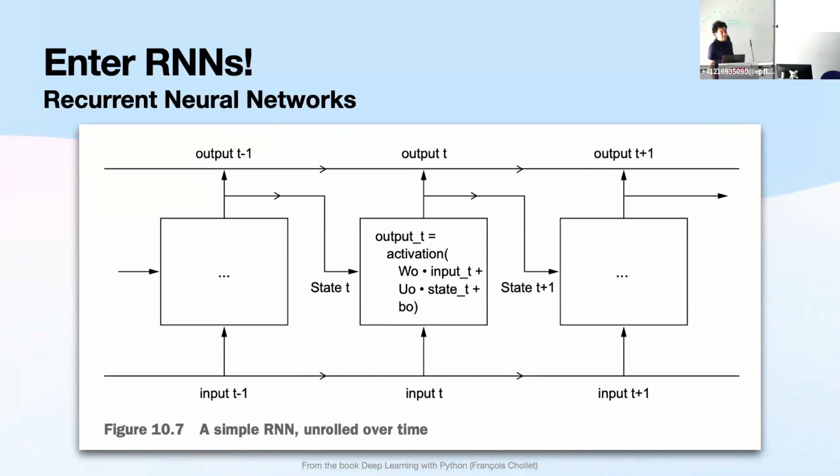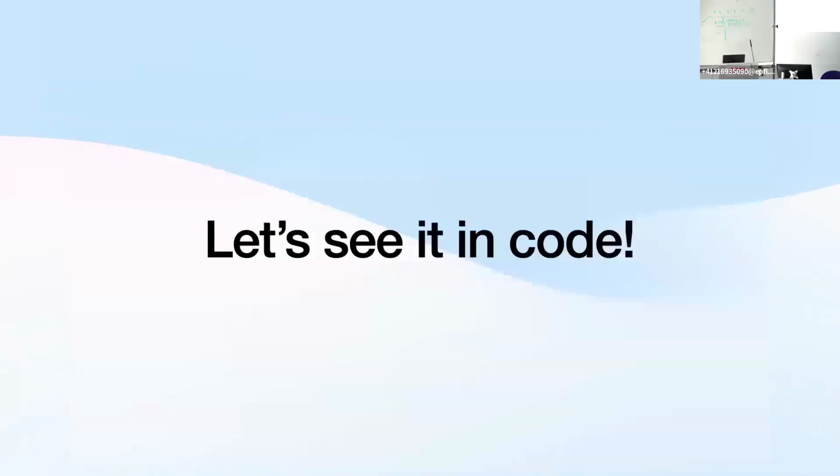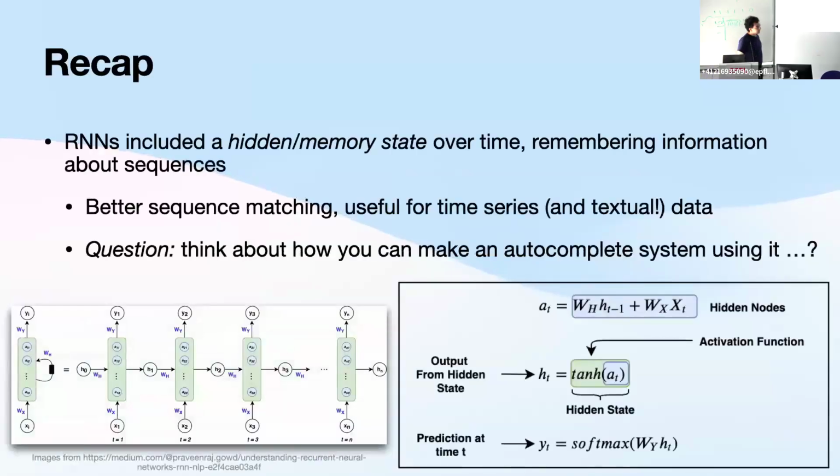Okay. So with that said, let's maybe go a bit forward. We'll see in code later. I think I'll move the code to the end, so we'll see it. But okay, what we saw was that RNNs include a hidden or memory state that is updated over time, which remembers information about sequences. Researchers in practice found that it gives us better sequence matching, which is useful for time series data. And also we saw that textual data is a good example of time series data because text is something that also happens step by step.